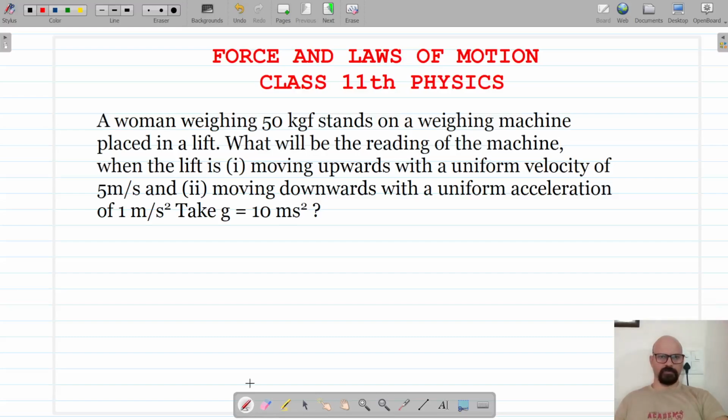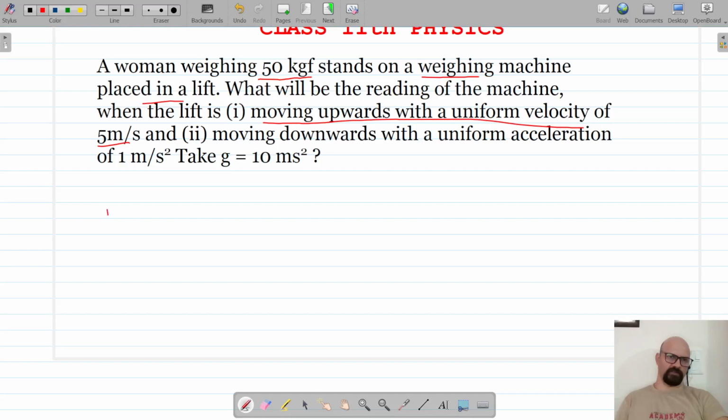Okay, for the next question, it's given that a woman weighing 50 kgf stands on a weighing machine placed inside a lift. What will be the reading of the machine when the lift is moving upwards with a uniform velocity of 5 meters per second? So let's consider the first case, and let's say this is the lift, and in the lift there is a weighing machine on which the woman is standing.